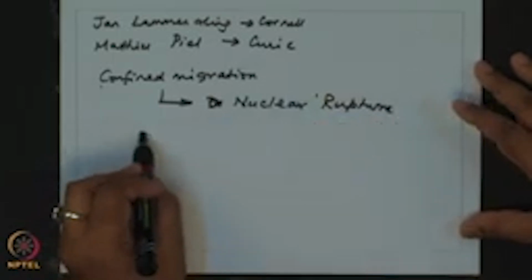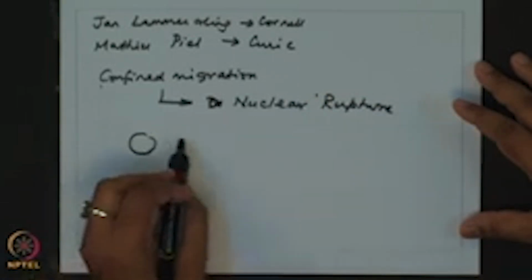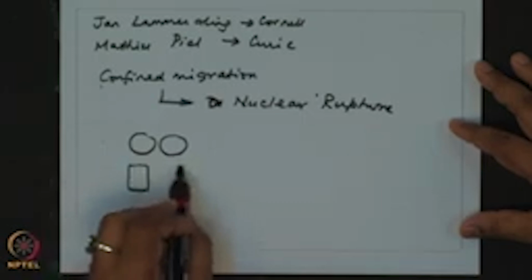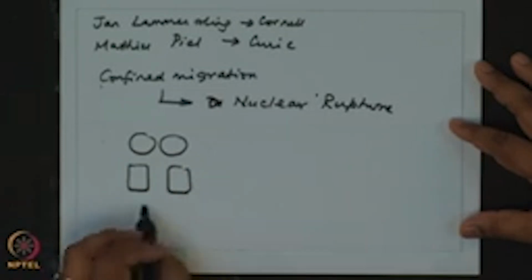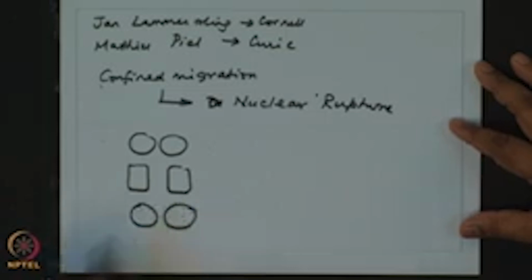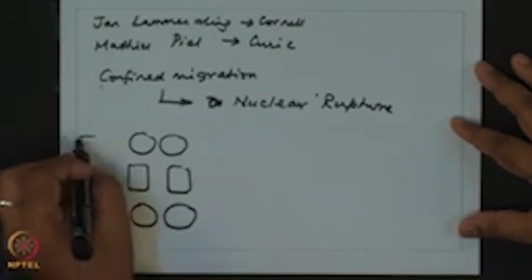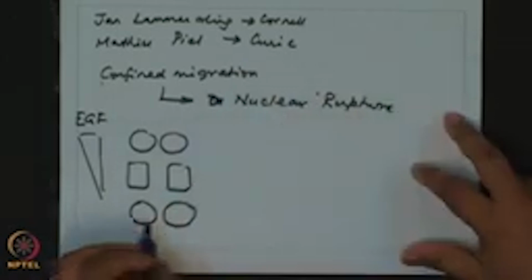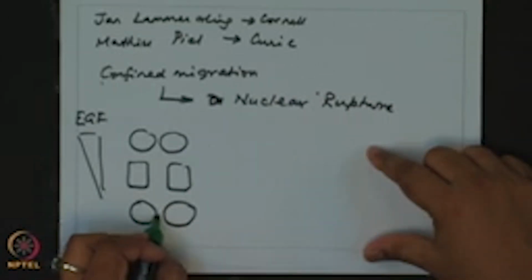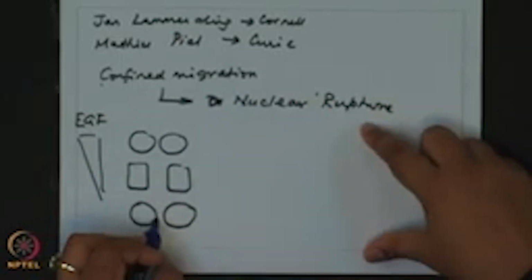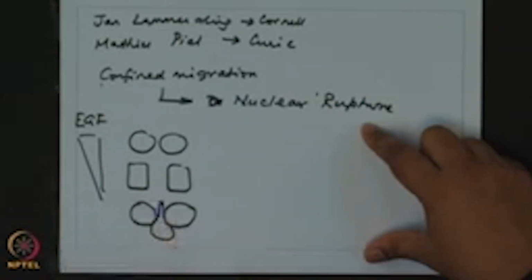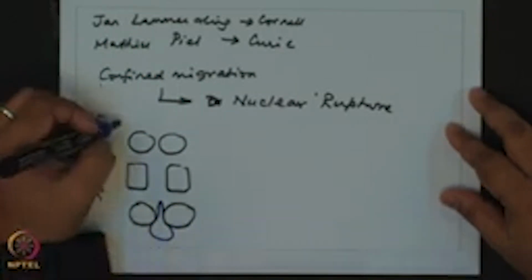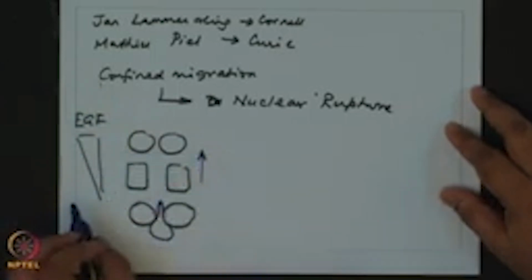They created these microfabricated stamps. Imagine you have an EGF gradient in this direction, you have these microfabricated substrates and you have a cell, which is trying to move in the direction of the chemokine. Since the EGF gradient is high, these cells will overall try to go in that direction.